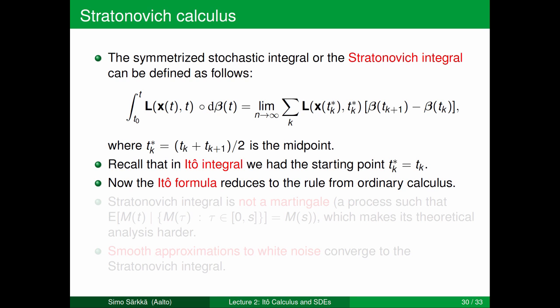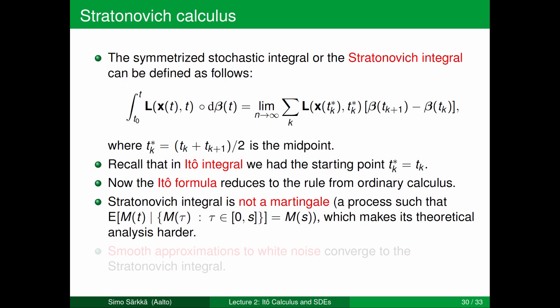But in the Stratonovich integral, the nice thing is that the Ito formula, or this corresponding Stratonovich formula, reduces to the chain rule from ordinary calculus. So the second order term disappears completely. However, the disadvantage is that the Stratonovich integral is not a martingale, which means that it's not a process such that the expected value of the process is given by the last chain value. This makes the theoretical analysis of the integral a bit harder.